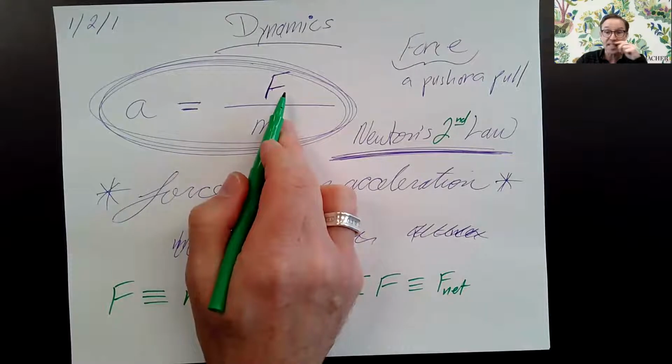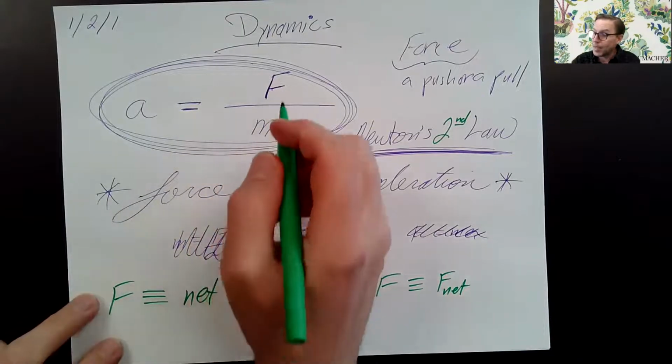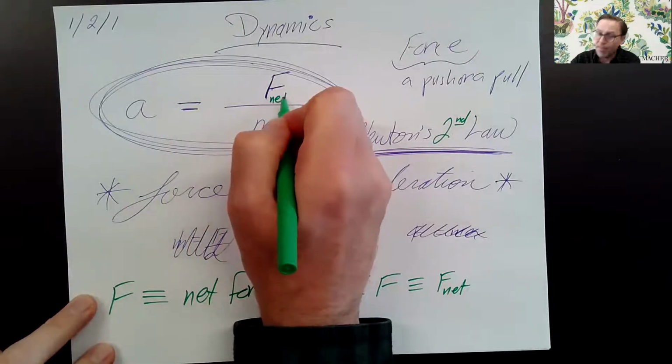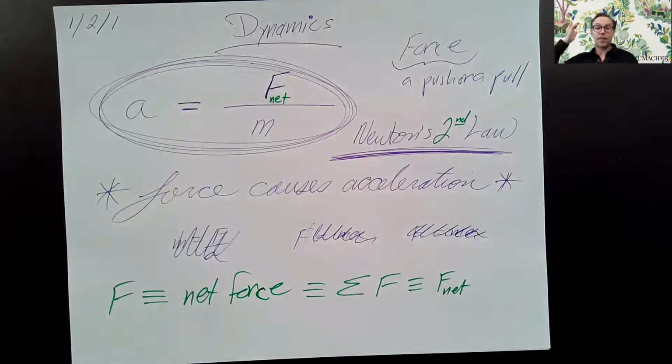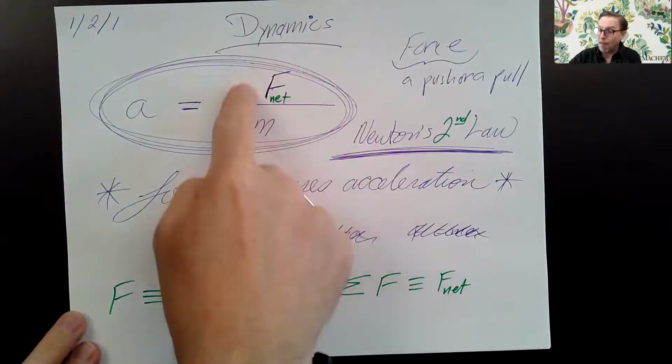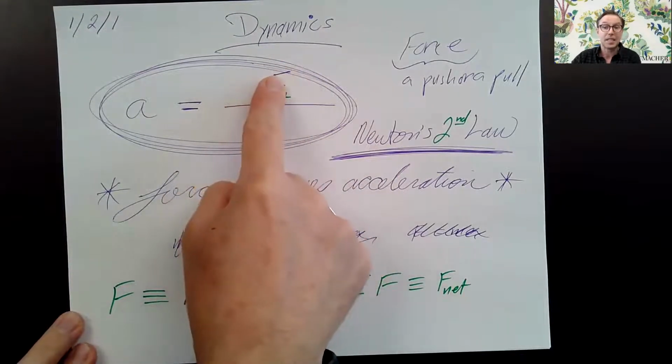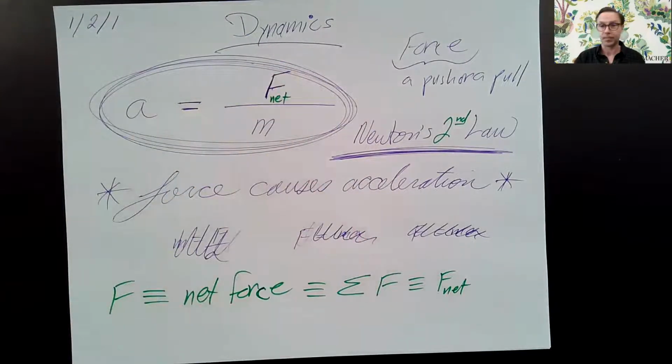So even though this just says F, it really means the net force. So if someone's pushing my head with a 10 Newton force to the right and someone else is pushing with a 2 Newton force to the left, 10 minus 2 adds up to 8. So F would be 8. So it's the net force.